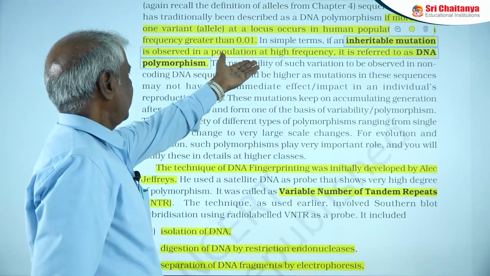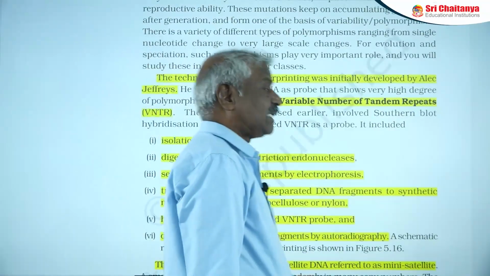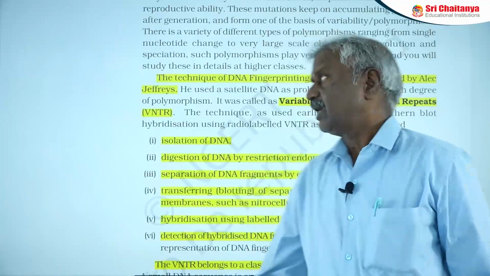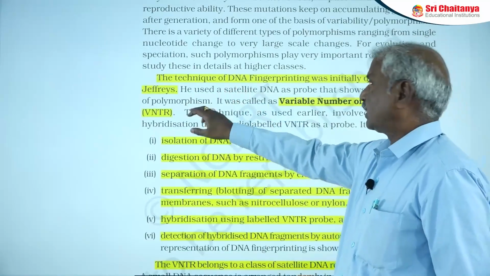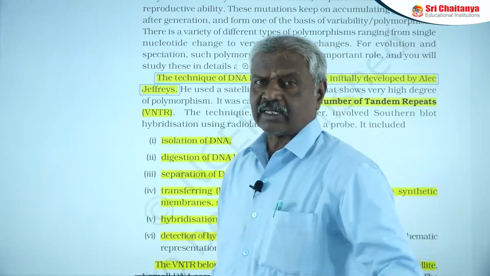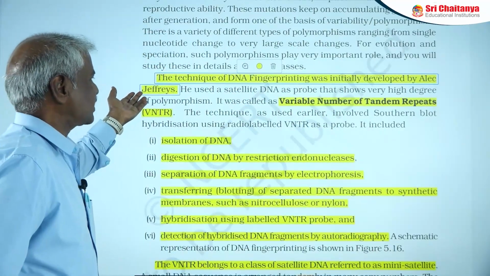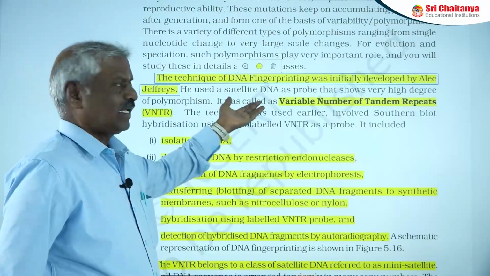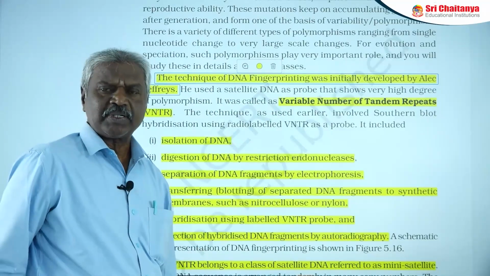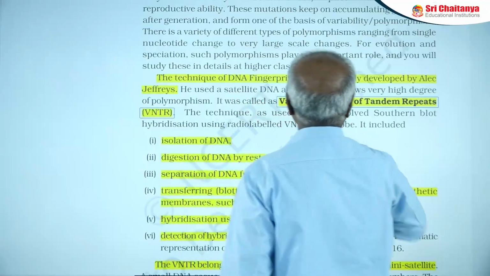It should have high frequency, that's it. Then the DNA fingerprinting technique was initially developed by Alec Jeffreys. He belongs to Great Britain. While he was working with the gene of myoglobin, he noticed that there is a change from person to person. And these are variable number tandem repeats. The genetic markers are variable number tandem repeats.